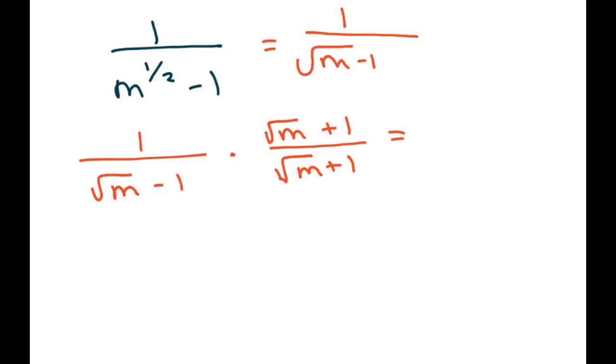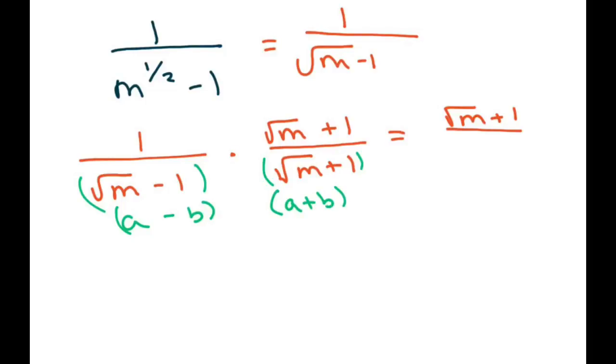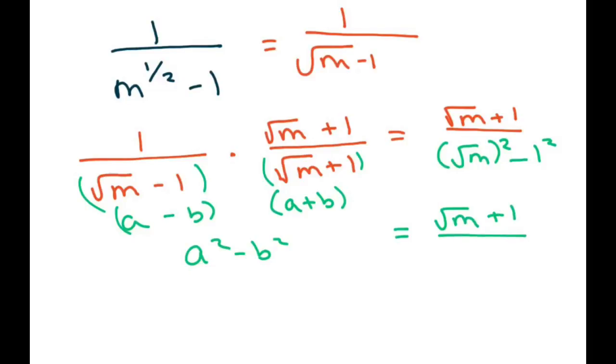And when we do that, the numerator is just going to be square root of m plus 1. Now the denominator has the form of a minus b times its conjugate, a plus b. That equals a squared minus b squared. So my a is square root of m squared, put your minus, and my b is 1 squared. So what we're going to get is square root of m plus 1 over, this just equals m minus 1. And that's your final answer.